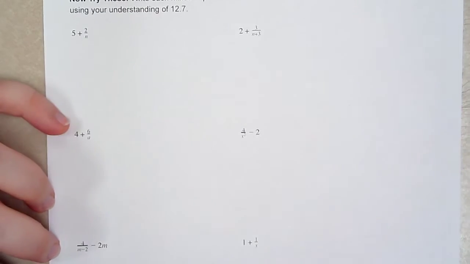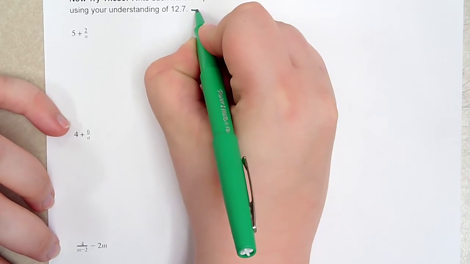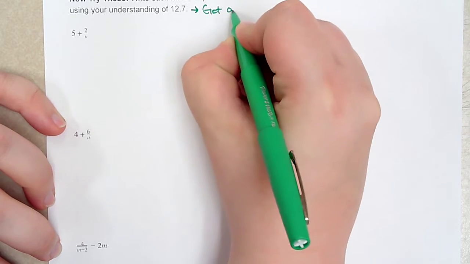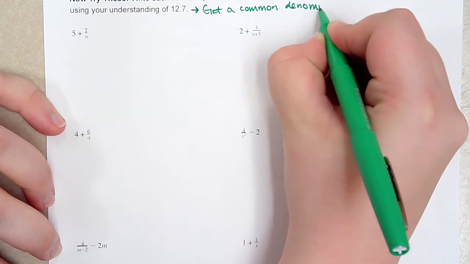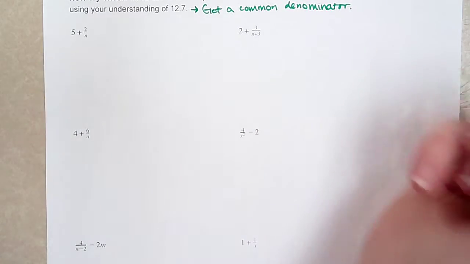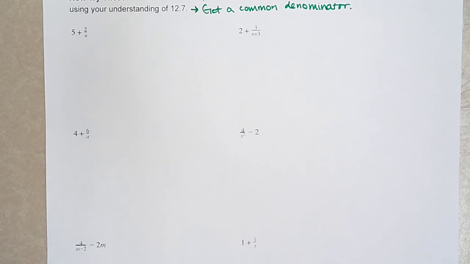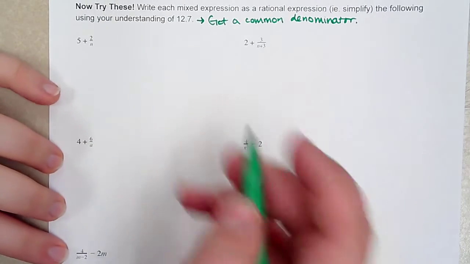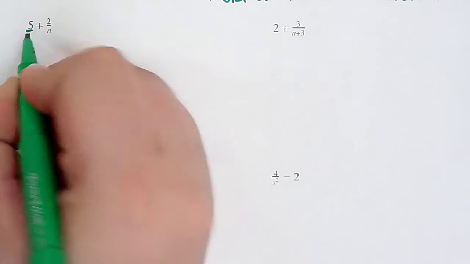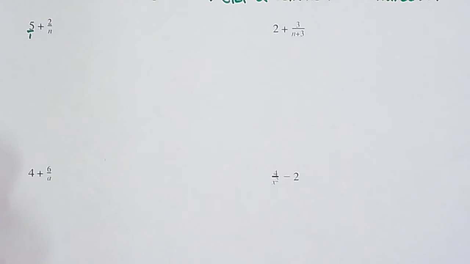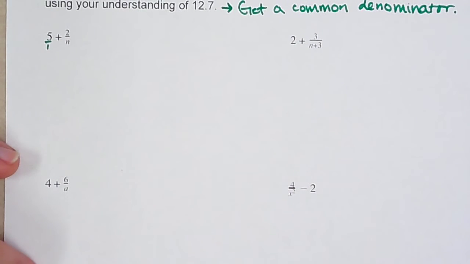So if you'll think back to 12.7, the whole goal was to get a common denominator. Get a common denominator. So for this first one, let's zoom in on this a little bit. We have the fraction 5/1 plus 2/n. However, we can't add these because they don't have the same denominator. But it's just as easy as 12.7. We're going to do the same exact skill.